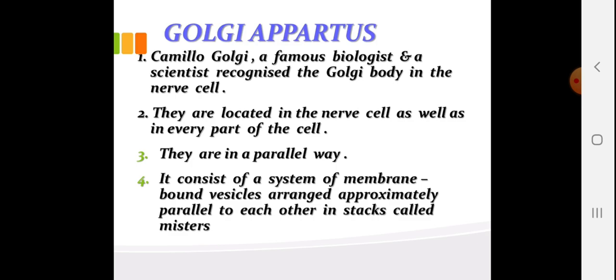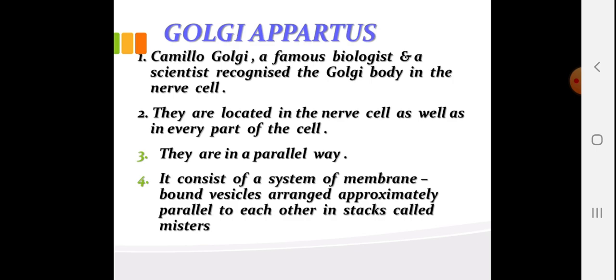Let's talk about the Golgi apparatus. Camillo Golgi, already discussed, a famous biologist and scientist, recognized the Golgi body in the nerve cell first. Later it was identified as the Golgi apparatus. They are located in the nerve cell as well as in every part of cells. They are arranged in a parallel way.